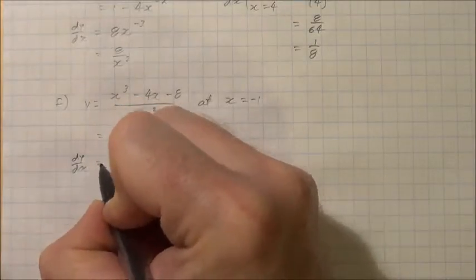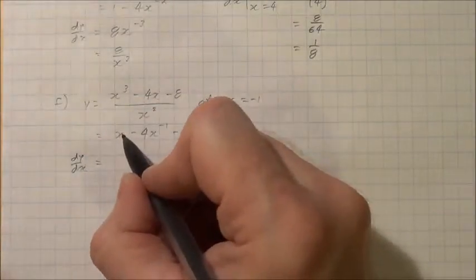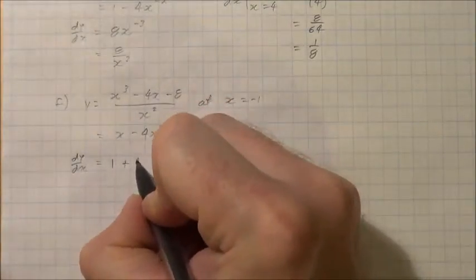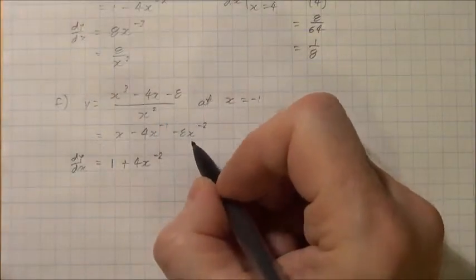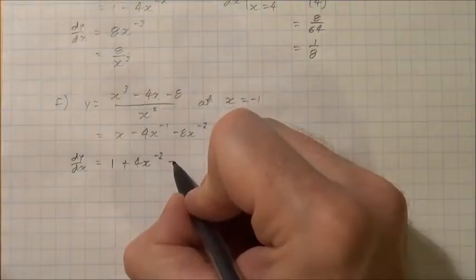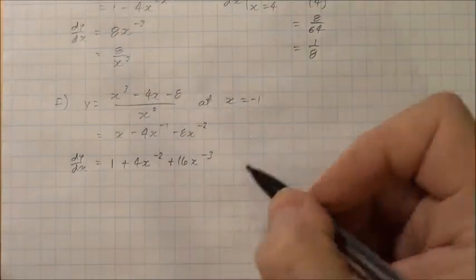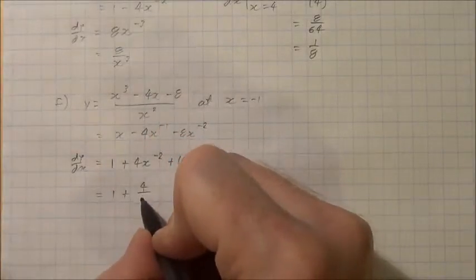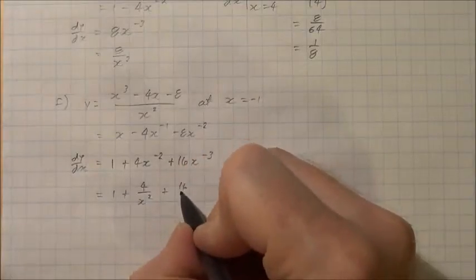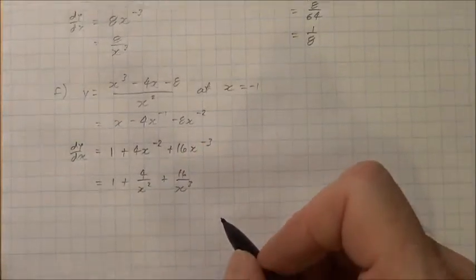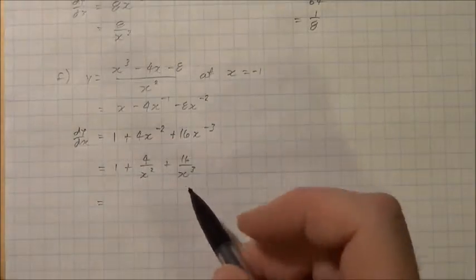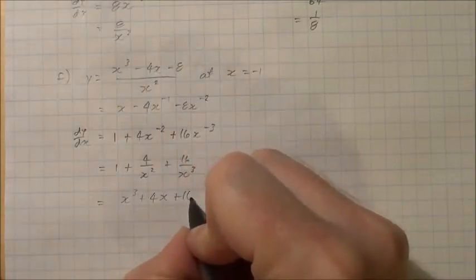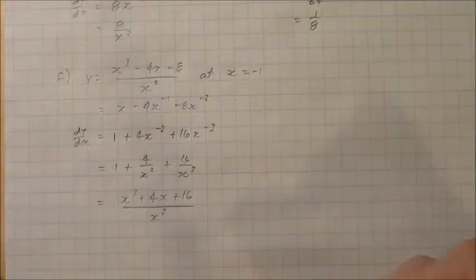Now I find the gradient function by differentiating this. The derivative of x is just 1. The derivative of negative 4x to the negative 1 is positive 4x to the negative 2. And the derivative of negative 8x to the negative 2 is positive 16x to the negative 3. I can then rearrange this if I so choose. So it'll be 1 plus 4 over x squared plus 16 over x cubed. And then write it all over the same denominator, x cubed, so I have x cubed plus 4x plus 16 all over x cubed.